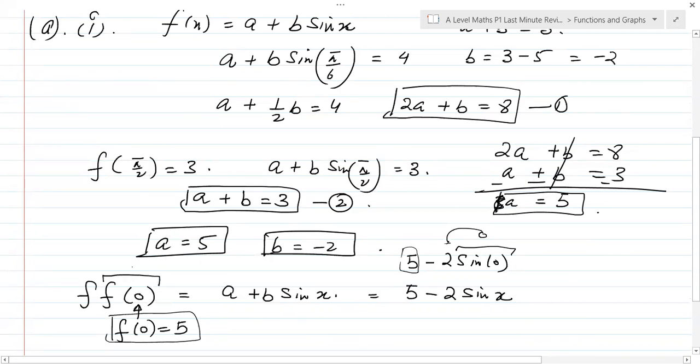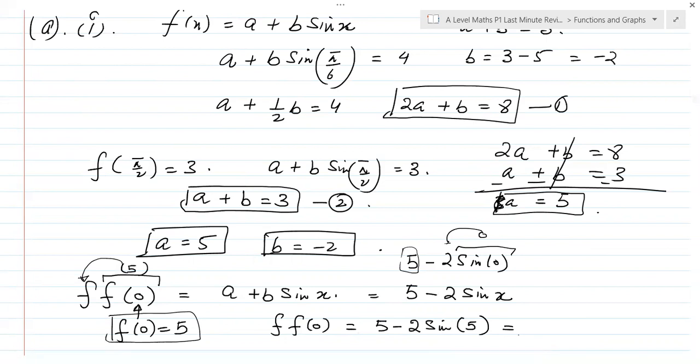So this value, 5, has to be substituted in the f function again. So we get f of f of 0, that's a function within a function. First you substitute the value of x as 0 in the f function and you get 5. Then the result 5 you substitute in the function f again. That's why it's known as f of f of 0. So you have 5 minus 2 sine, and this is 5. If you work this on your calculator, you would be getting 6.917.